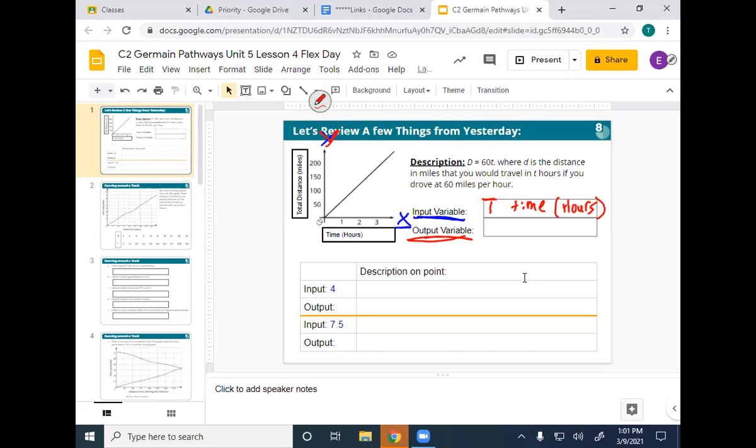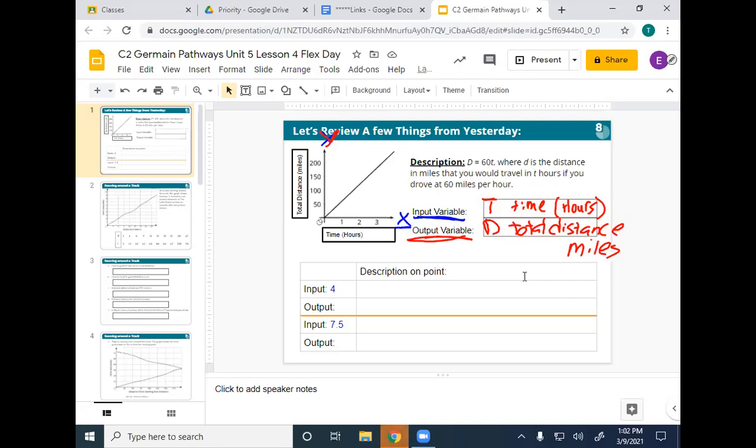Nice job. So then our output variable or our dependent variable is going to be which one? The D, or the total distance. Yes, nice job. And we gave a label of what for that? Pencils, inches, feet, what? Look back at the description. Miles. Very good. Awesome job.